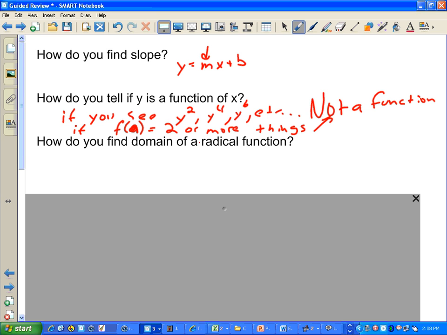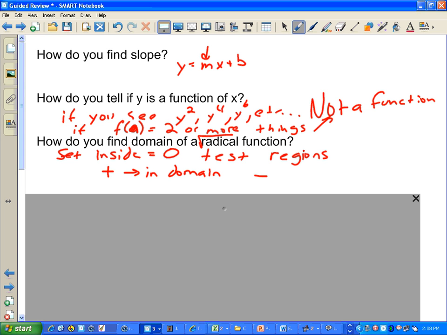You find domain of a radical. Radical is this. Set the inside equal to 0. Test your regions. If you get positive in the regions, in the domain. Negative in the regions, not in the domain.